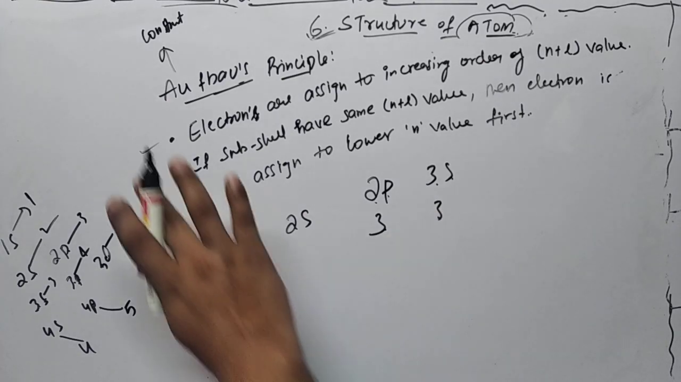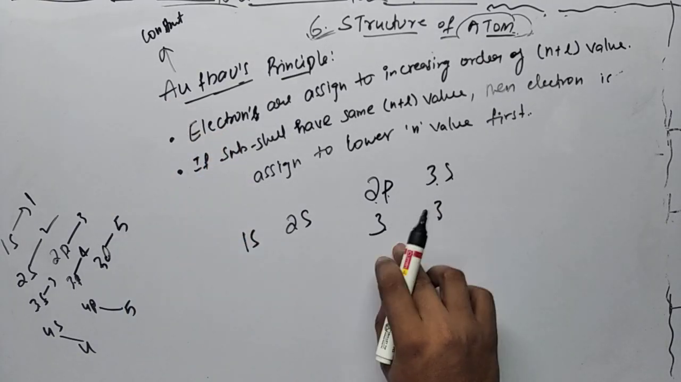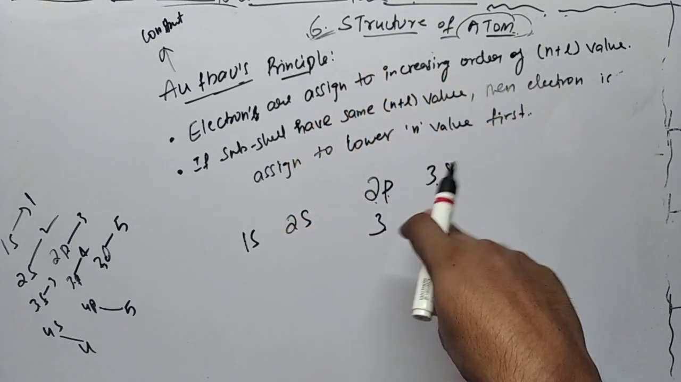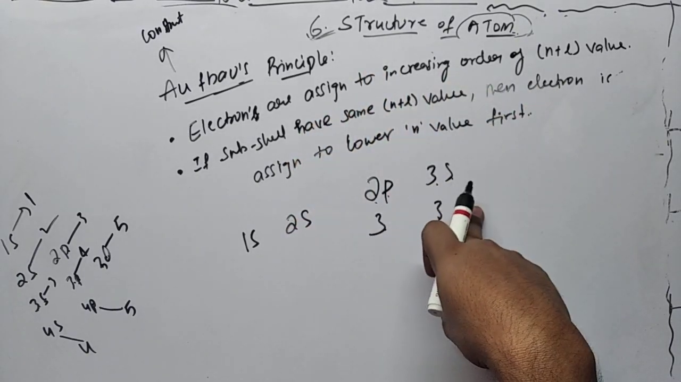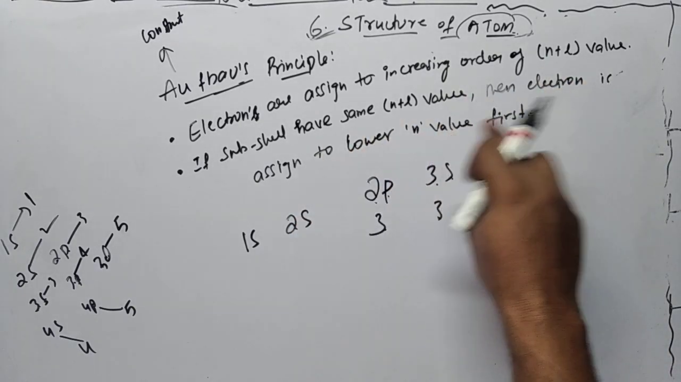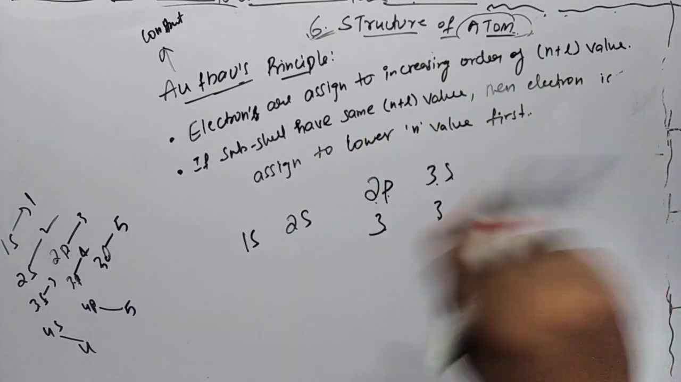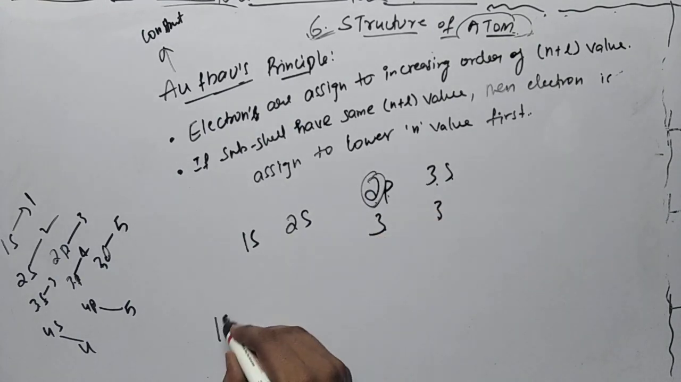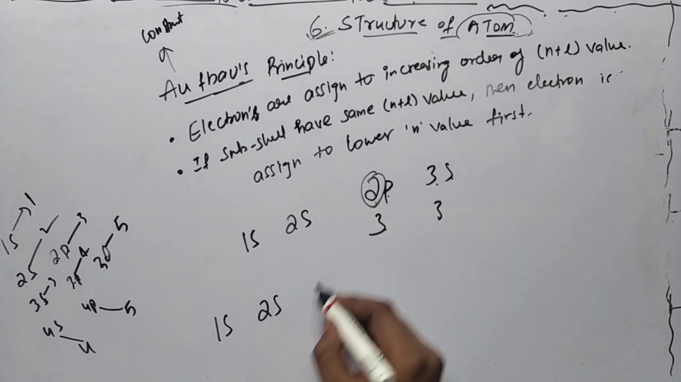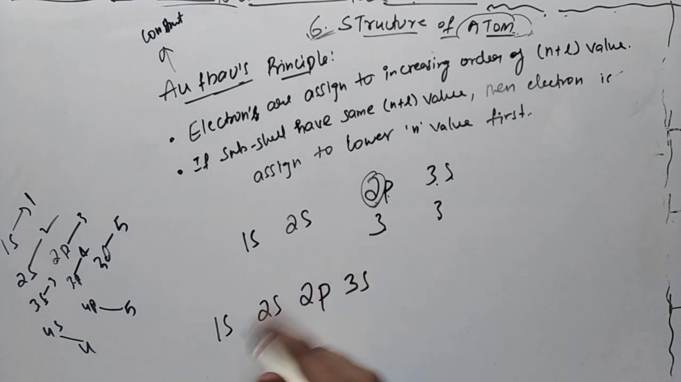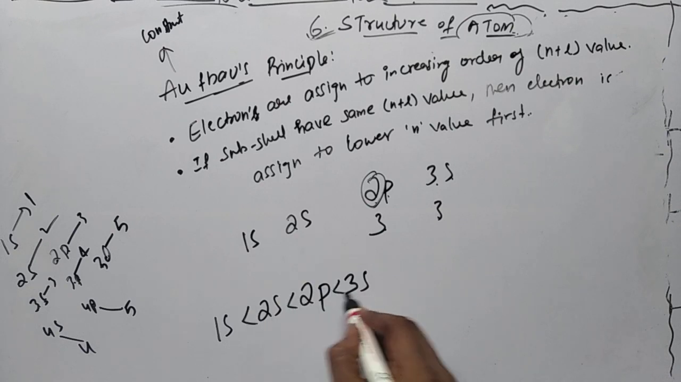So whenever we have two orbitals with the same n plus l value, we have a second rule. ఓకే, ఎప్పుడైతే రెండు ఆర్బిటల్స్కి సేమ్ n ప్లస్ l వాల్యూ ఉందనుకో, సో దెన్ ఎలక్ట్రాన్ ఈజ్ అసైన్డ్ టు లోవర్ n వాల్యూ ఫస్ట్. దేనికైతే n వాల్యూ తక్కువ ఉంది దానికి ఫస్ట్. సో 2pకి ముందు ఉంది కదా, ఫస్ట్ 1s, 2s, ఆఫ్టర్ 2s వీ గెట్ 2p. సో 2p ఆఫ్టర్ వీ హ్యావ్ 3s. ఓకే, దీస్ ఆర్ ఇంక్రీజింగ్ ఆర్డర్ ఆఫ్ n ప్లస్ l వాల్యూ.